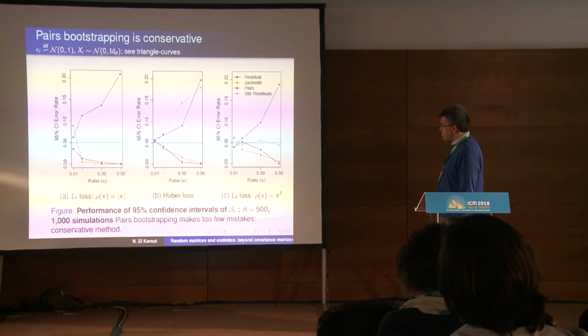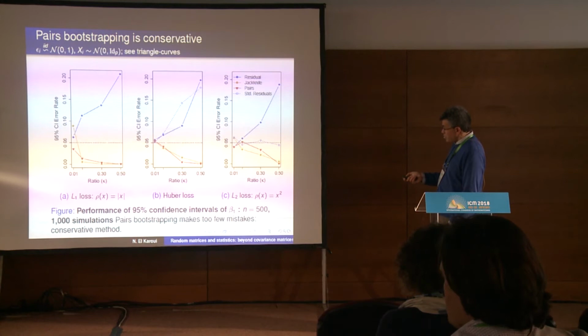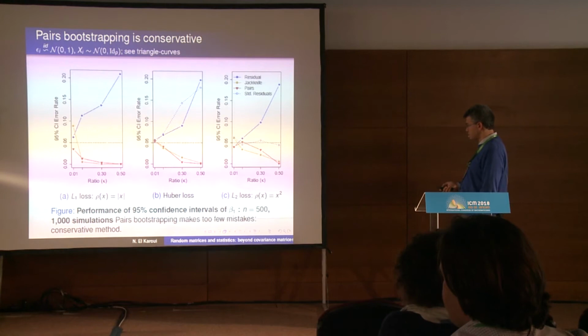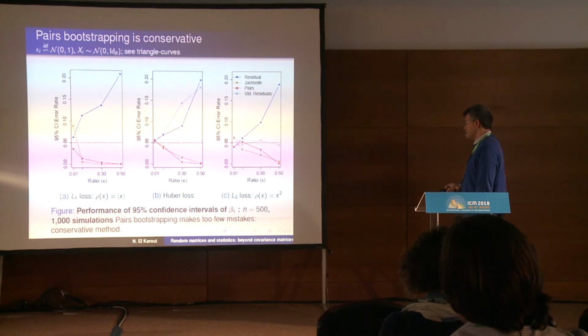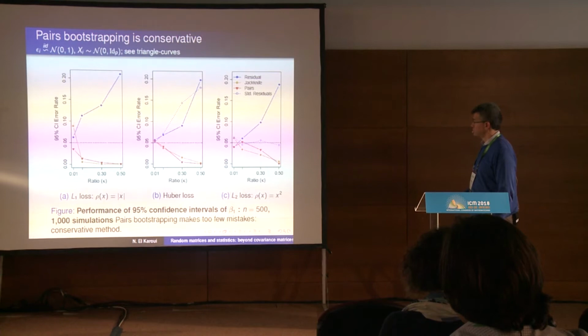The pairs bootstrap, what happens? The confidence intervals are too big, so the pairs are the triangle here, and you see them there. Okay? So here now the method doesn't make enough mistakes. Instead of having 5% errors, we have much less than this. So maybe it's better news, but it's still not calibrated. And in terms of power, which means your ability to detect a non-zero signal, that's bad news.